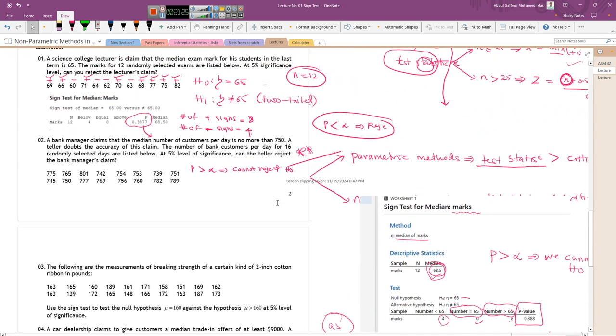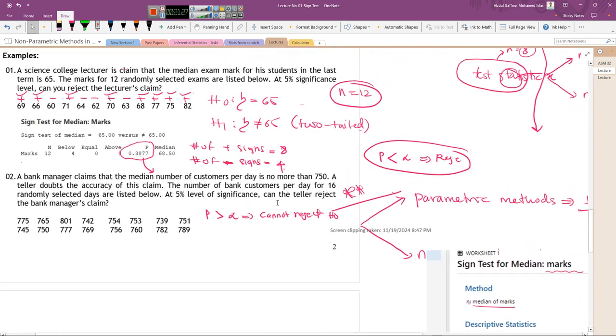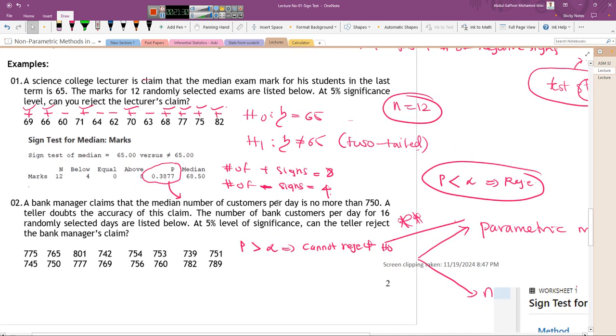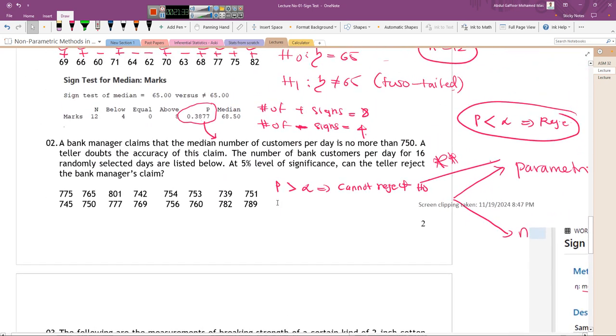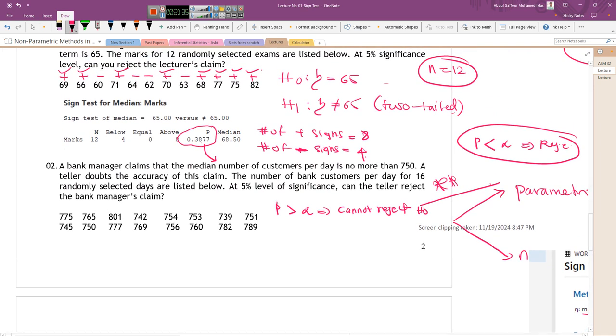Now we will see how we can come to a decision whether to reject H naught or not using our test statistic and critical value. Now you can see our test statistic. First let's compare: our n is equal to 10, which is less than or equal to 25. So we take x equal to the minimum of the number of positive signs and number of negative signs. Here the minimum of 8 and 4, so 4 is our test statistic.